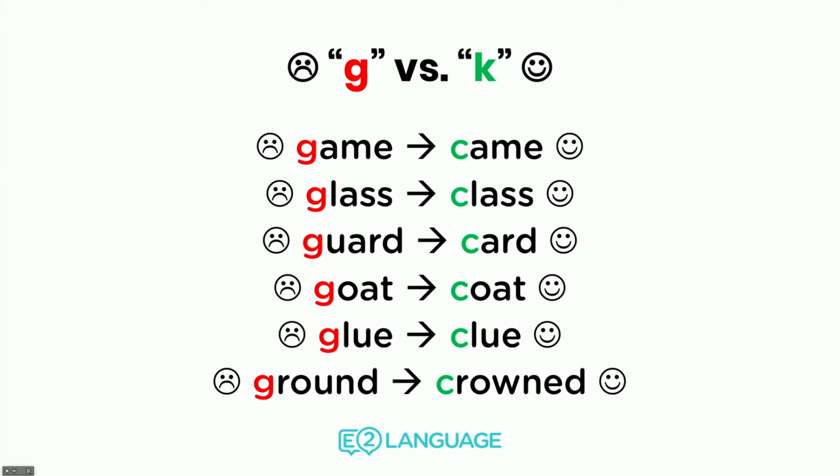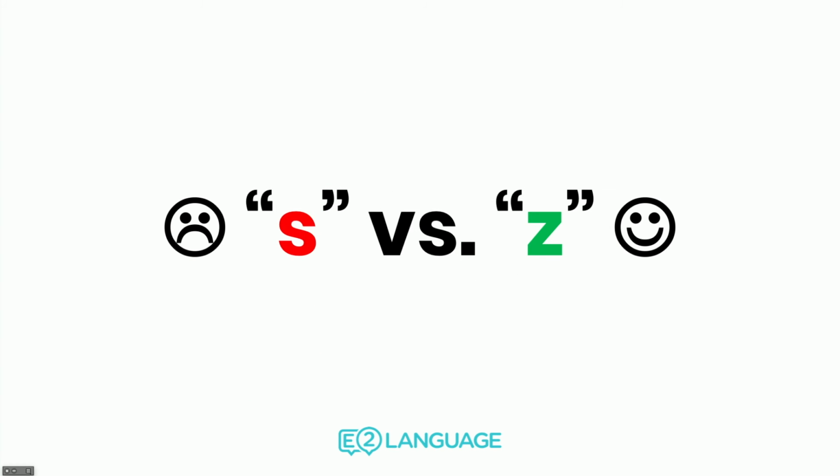Ground, crowned. One has the k, aspirated sound. The air is coming out for the k sound. All right, this time we're going to look at s versus z, because apparently in Tamil at least there is no z sound. So let's do some practice of the z sound.